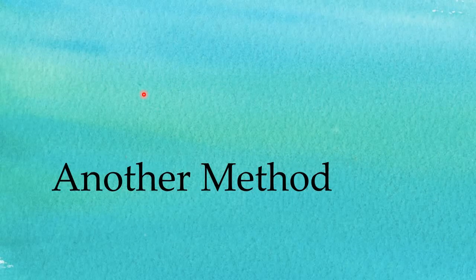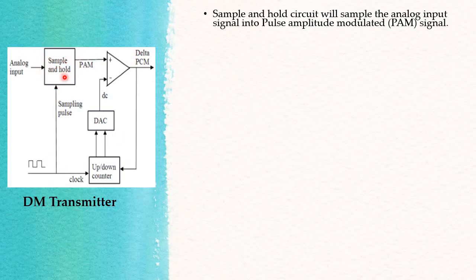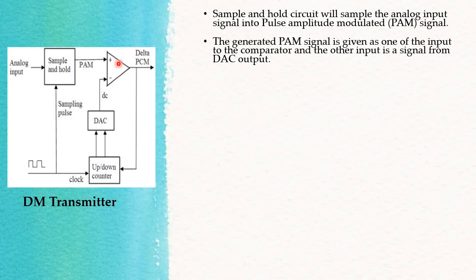Another method of generating DM. So here is a second technique of generating the DM. Here we are using a sample and hold circuit. The output of the sample and hold circuit is applied to the pulse amplitude modulator. The input signal is given to the sample and hold circuit, and it generates the output, a pulse amplitude modulated signal, which is given as one of the inputs to the comparator, and the other input to the comparator is from the DAC output.